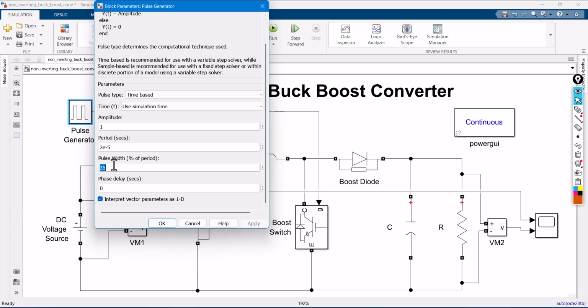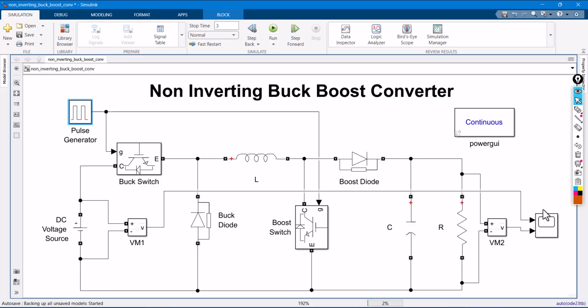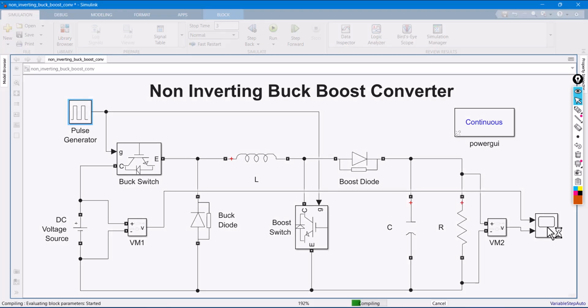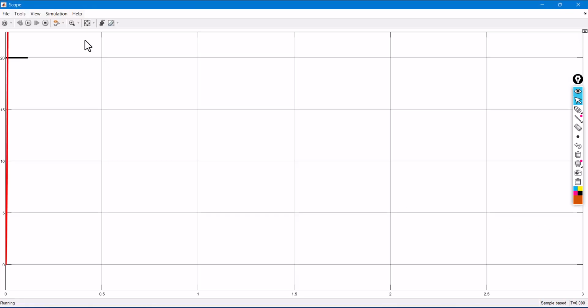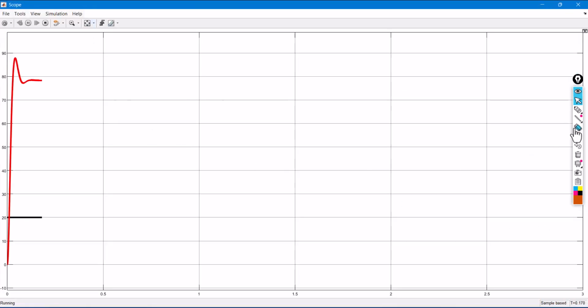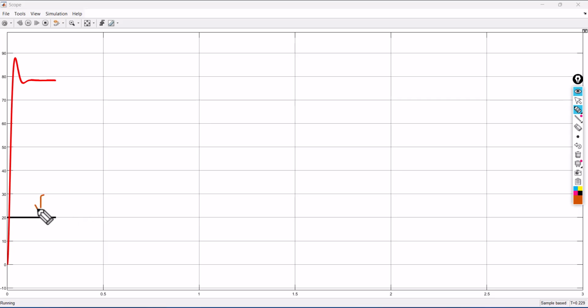I'm stopping the simulation. Just go to the pulse generator and change the pulse width, choosing any value higher than 50%. Let me take 80. Apply. Okay. Run it. See the output. Input is 20 volts and output is coming around 78 volts. It's working in boost mode.